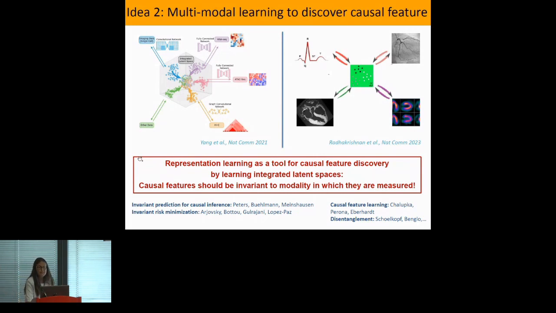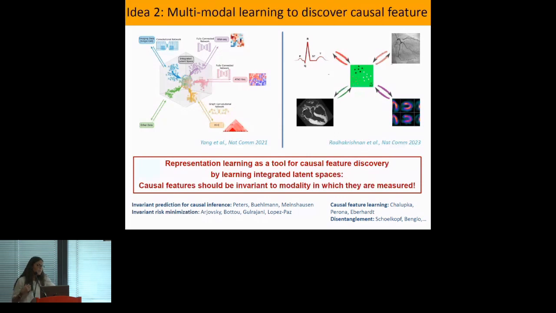So it should be something that is invariant to whether I'm looking at it from imaging land, or from RNA-seq land, or from ATAC-seq land. And that's exactly what is represented in this joint latent space. So this is invariant to all of the different data modalities of how I'm looking at it. Okay. So this means that representation learning could be used as a tool for causal feature discovery by learning these integrated latent spaces. Because causal features should be invariant to how you're actually looking at the cell itself, right? It should be something that is always there as a causal feature.